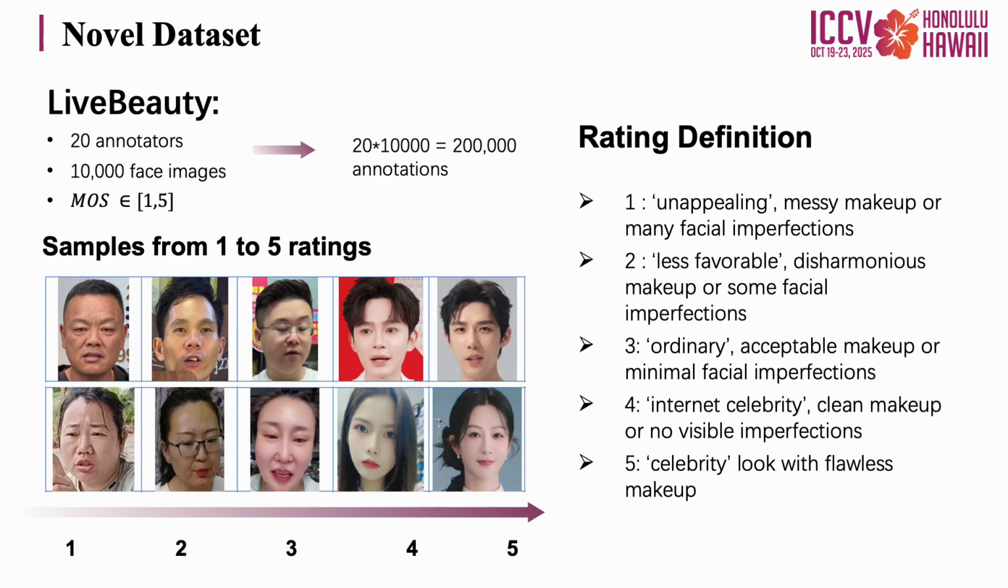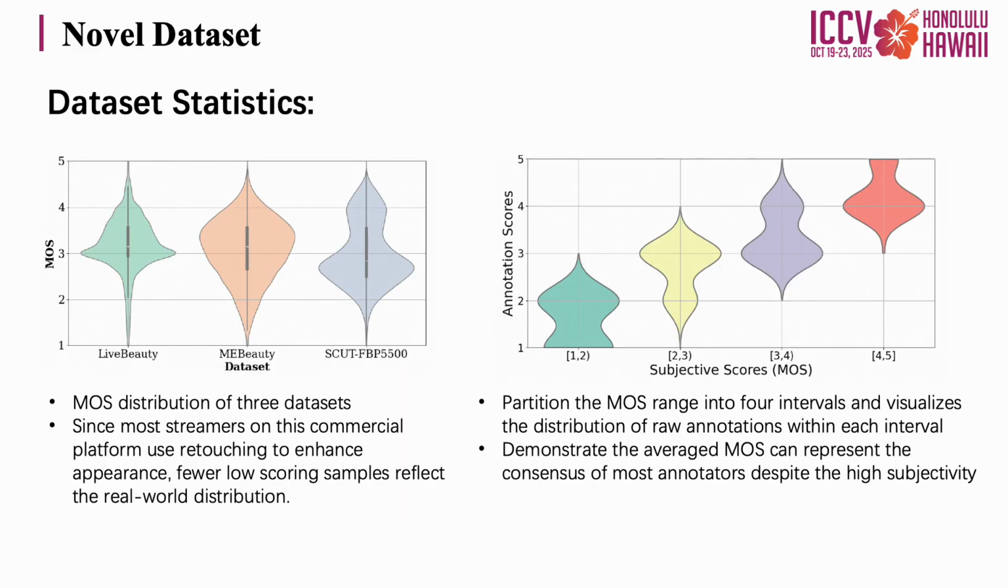2 represents less favorable, describing disharmonious makeup or some facial imperfections. 3 indicates ordinary, with acceptable makeup or minimal facial imperfections. 4 denotes an internet celebrity appearance, featuring clean makeup or no visible facial imperfections. 5 denotes a celebrity look with flawless makeup. The score distribution of 3 datasets is shown in the left figure.